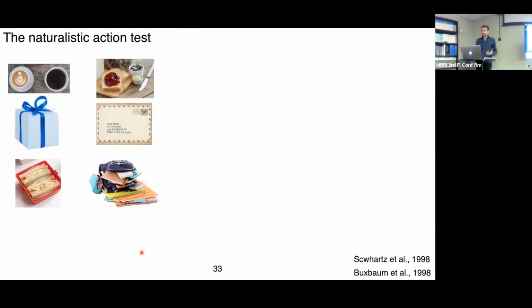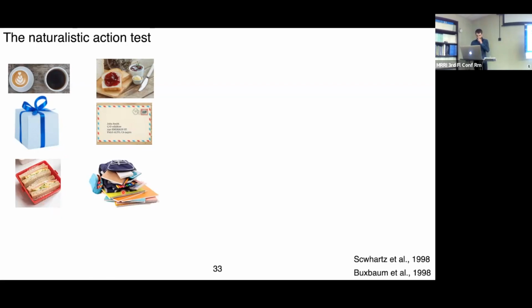This type of naturalistic action experiment has also been done in the lab. This naturalistic action test was developed by Myrna Schwartz and Laurel Buxbaum. Basically what they were testing in this task is different naturalistic actions, such as, again, making a cup of coffee, preparing a toast of bread with butter and jam, packing or wrapping a gift, preparing a ladder, or preparing a sandwich, and packing a school bag.